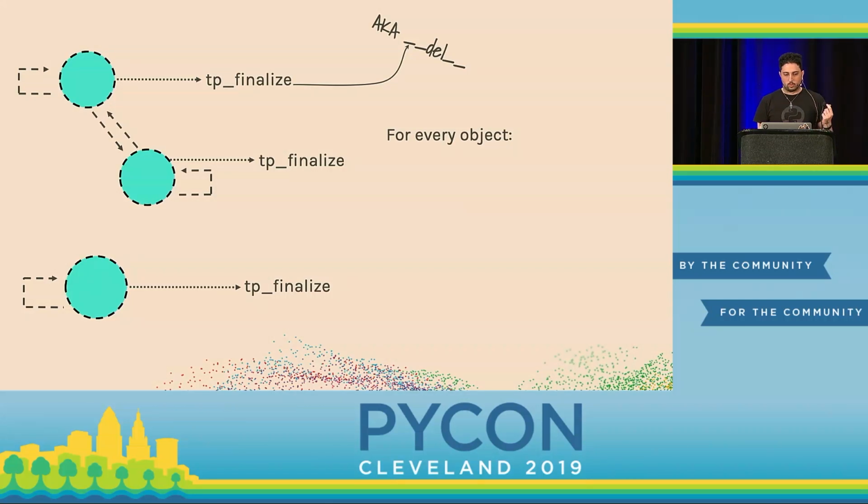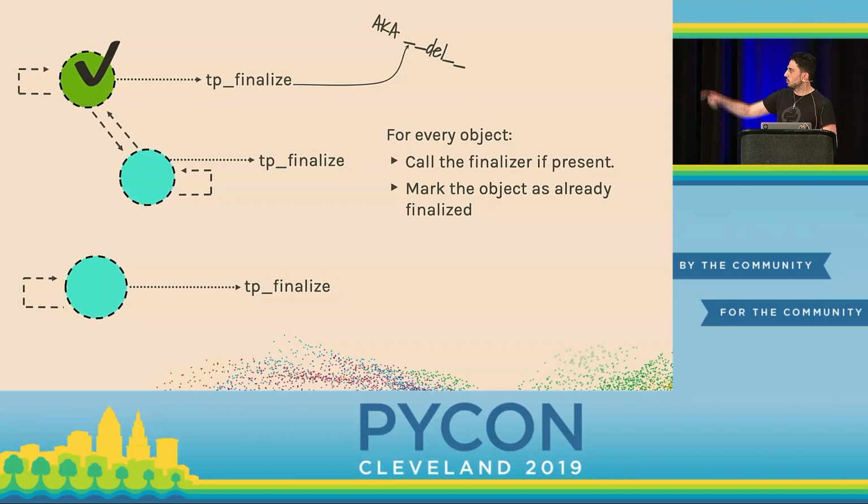And the idea is the following. For every object, let's start with the first one. We call the finalizer if it's present. If it's not present, we don't care. If it's present, we call it. Here, we represent that with this green circle, which means that it's been called. Then, inside the object, we mark that we have called the finalizer. We represent that with this tick.